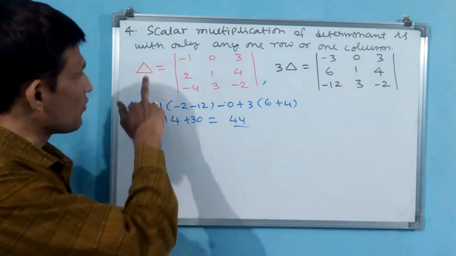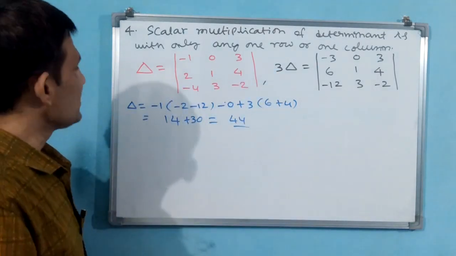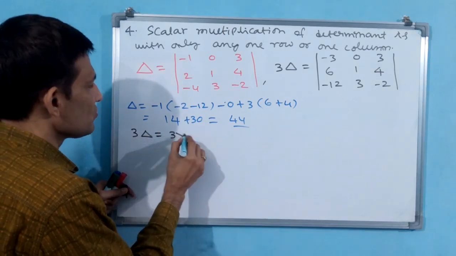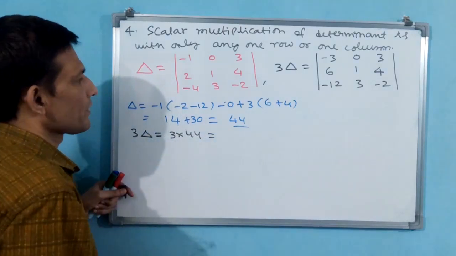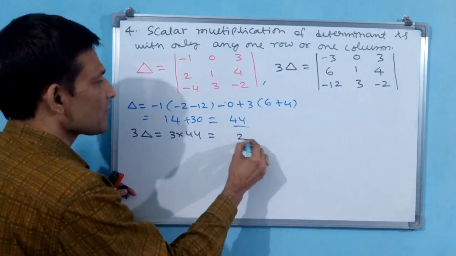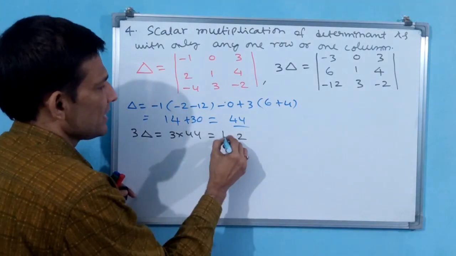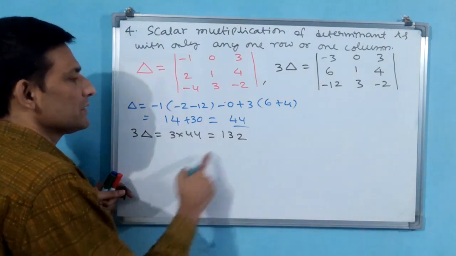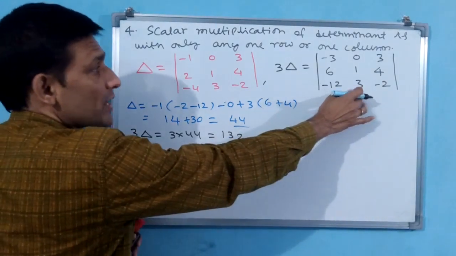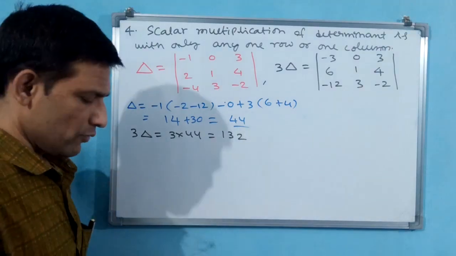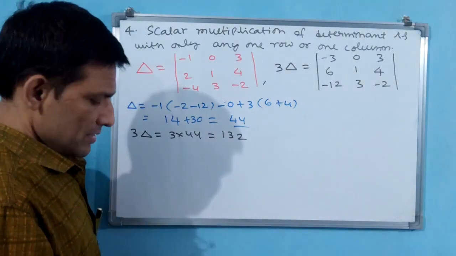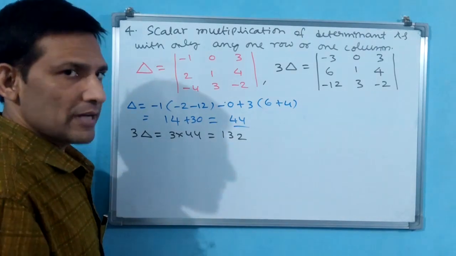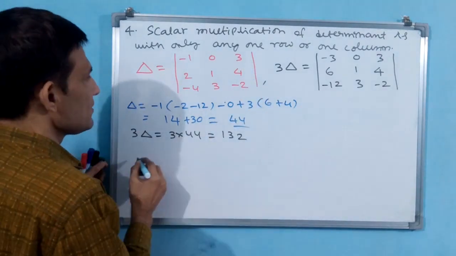Not delta, we have to find 3 delta. If this is delta, what is that 3 delta? 3 delta is equal to 3 into 44. 3 fours are 12, plus 1, 13. 132. See, 132 has to come when we do 3 delta directly. Then we can say that this has been verified, not proved.